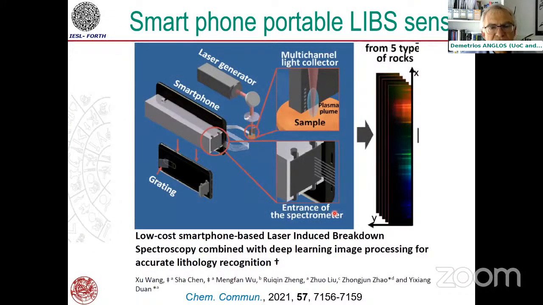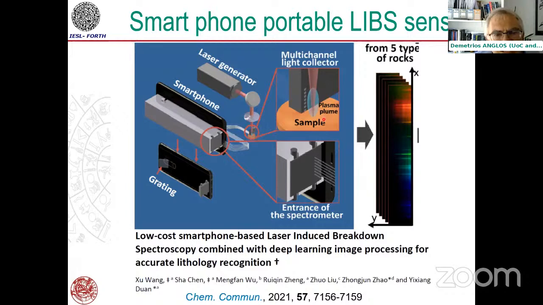Yeah, I wanted to show you one last thing from a relatively recent communication. There is an increasing number of applications using basically smartphone technology. What I show you here is a recent publication from a group in China where they do LIBS analysis of minerals by using a very, very simple configuration. They have a small pulsed laser which is focused on the mineral sample.